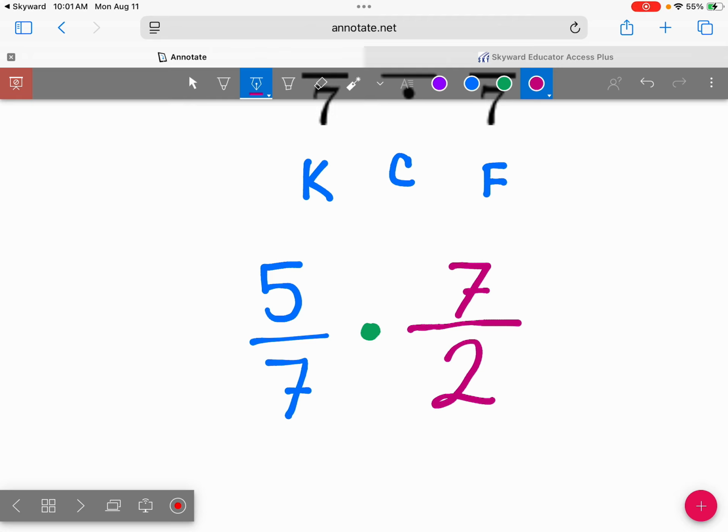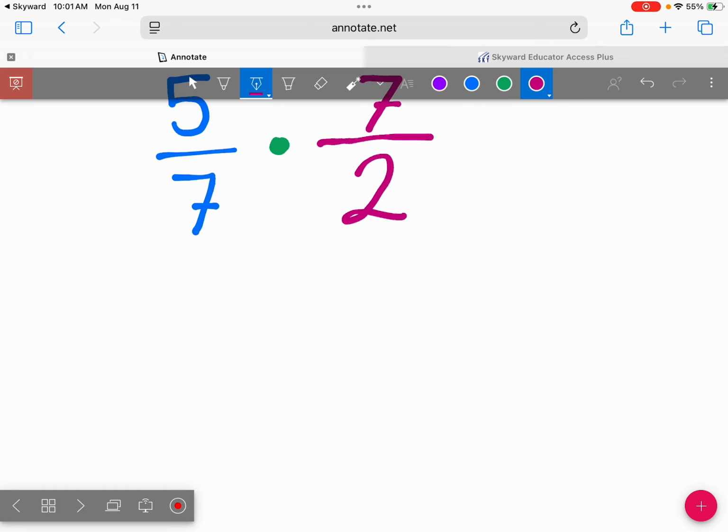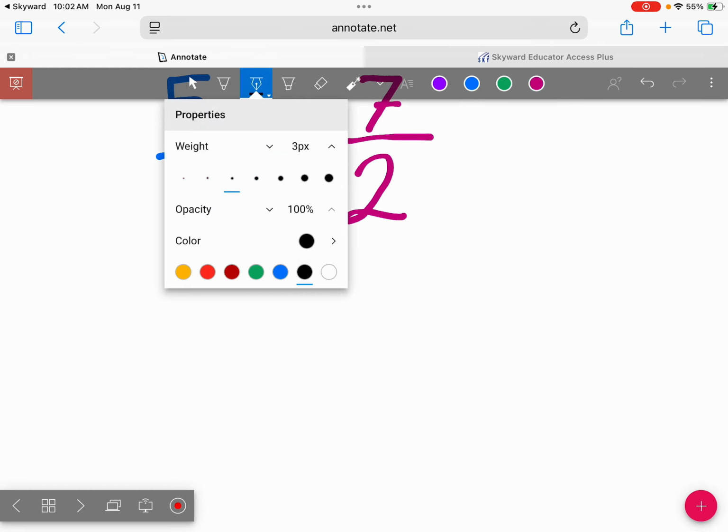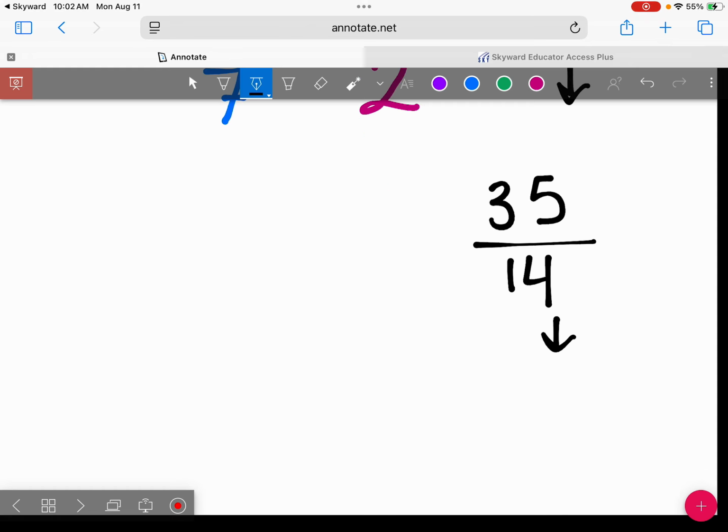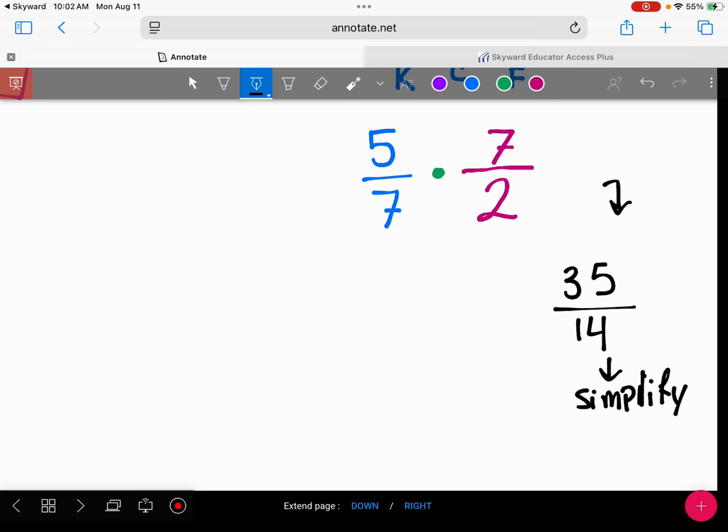And then we can multiply it exactly the way we did for the first one. I can multiply straight across 5 times 7 to get 35. And we can multiply our denominator, 7 times 2, to get 14. Then we would need to simplify. That is absolutely a valid way to go this way and simplify it to get our answer. But there is an easier way than multiplying together to then simplify.